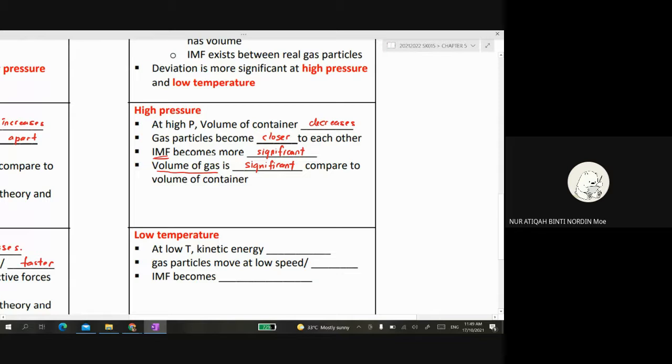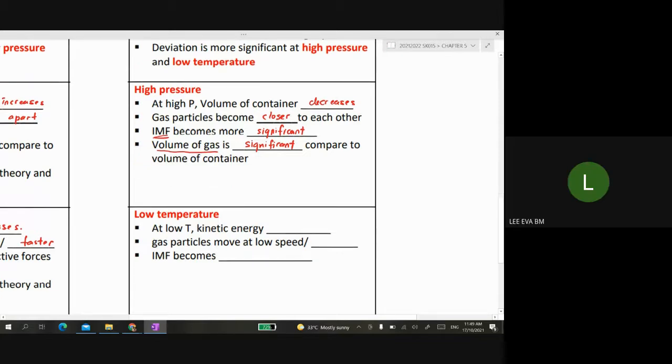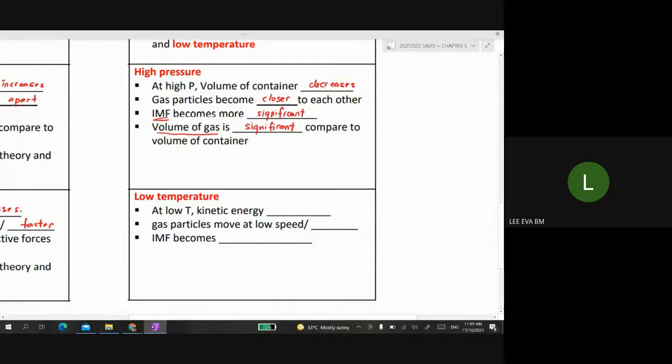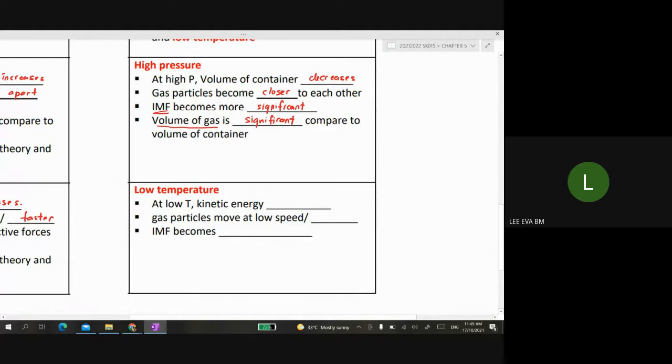No, madam. Okay, if there are none, then low temperature. We relate it back to kinetic energy. So at low temperature, what happens to your kinetic energy? It is directly proportional. If you have low temperature, kinetic energy automatically decreases, becomes smaller, becomes lower. So the gas particles move at slow speed, or we can also say the gas particles move slower.